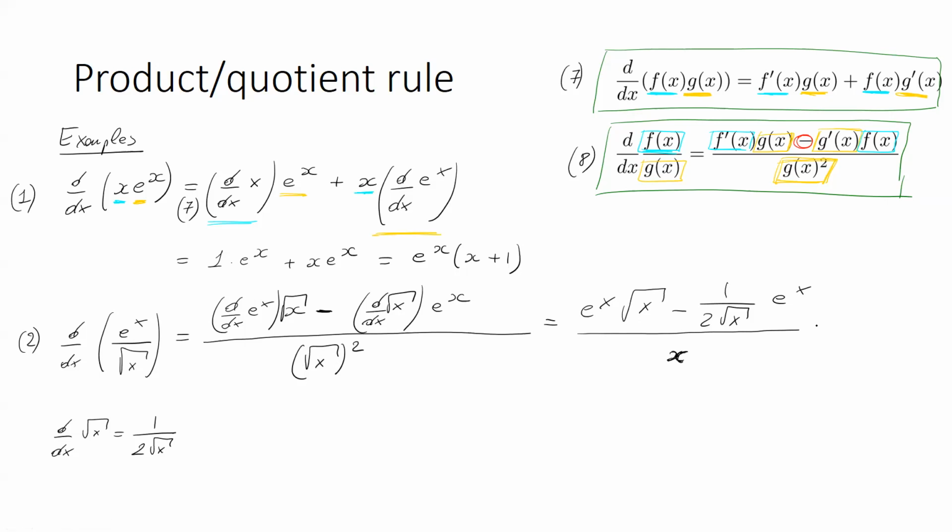And now we can simplify that just a little bit, to factor out, for instance, the e to the x and bring everything on a common denominator to get e to the x times (x minus 1/2) divided by x to the power 3/2.